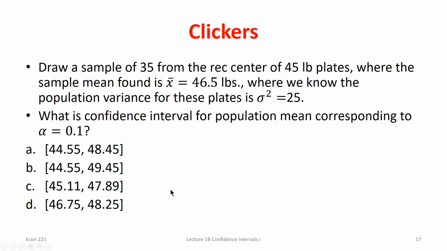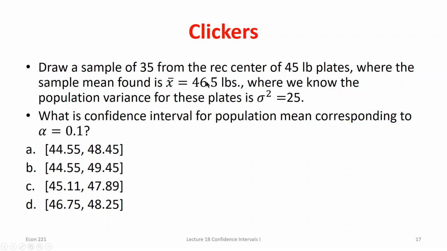So we'll go one more example, right? Let's say I've got a sample size of 35, and it's of these 45-pound weight plates. I went over to the rec center because no one's there. I grabbed 35 of them. I said, well, hopefully the production process should be producing 45-pound weights. But I look at this sample and the sample mean was only 46.5 pounds.